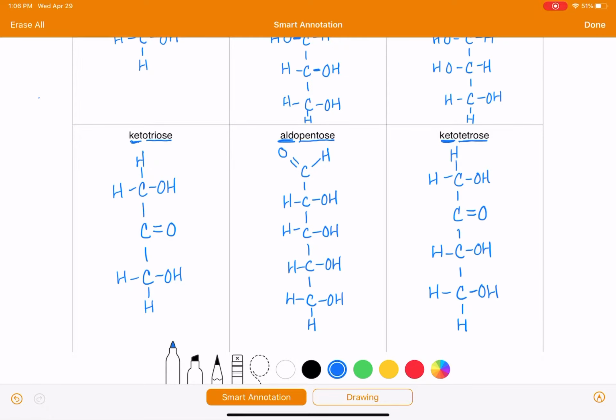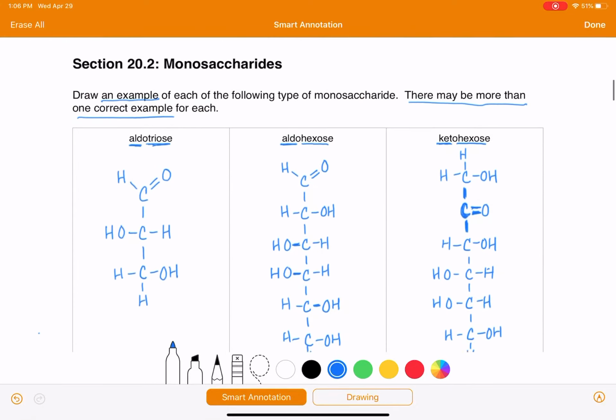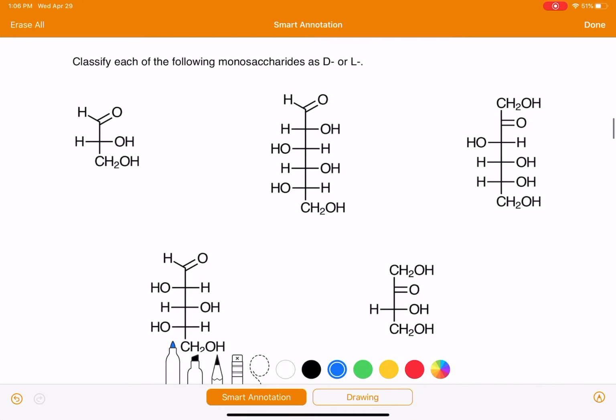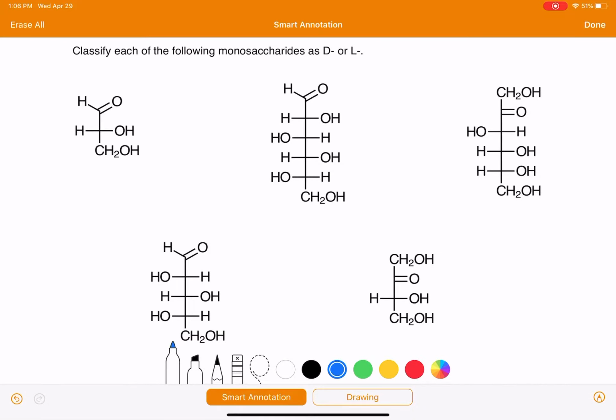So now we're going to finish this worksheet from section 20.2. On the next page of the worksheet, we've got 5 monosaccharides, and it's asking us to classify them as D or L, but we're going to do some bonus stuff on this also. We're not just going to do the classification. We'll start with that though.